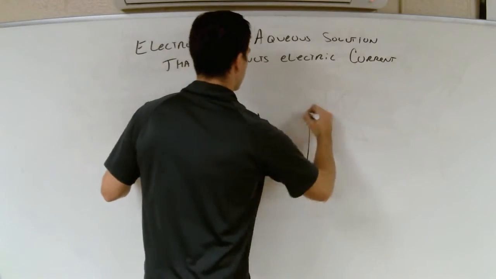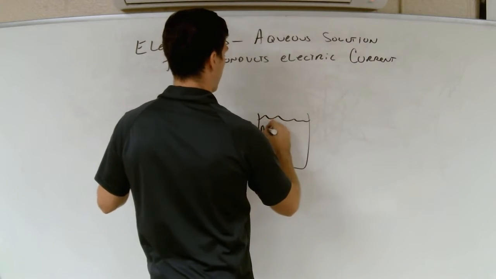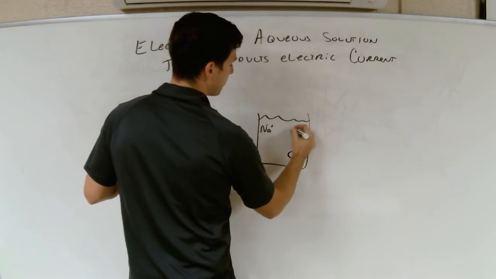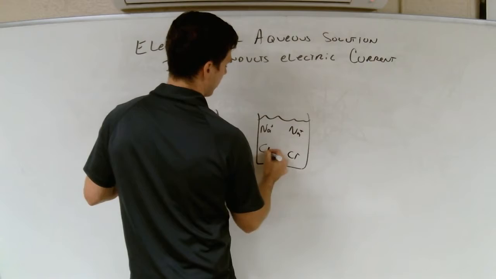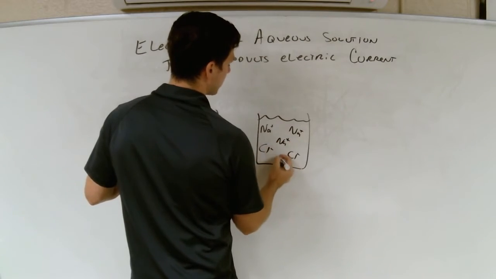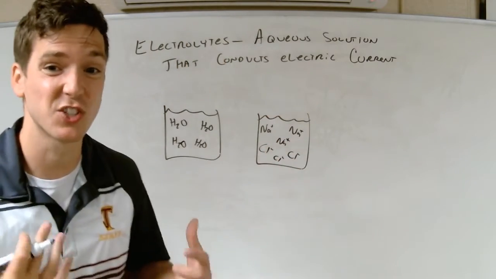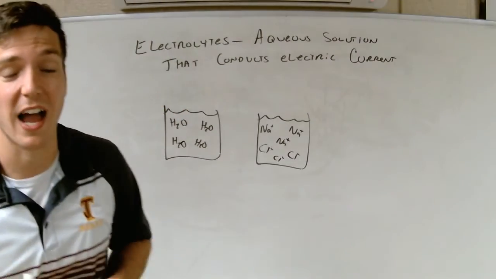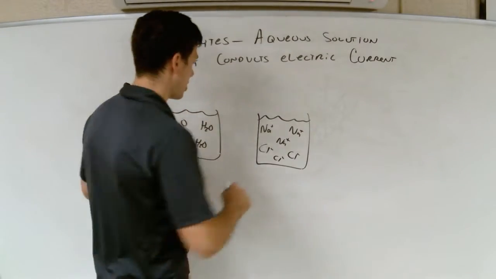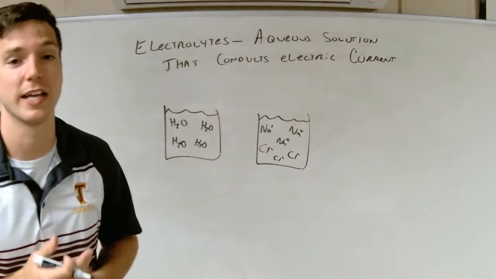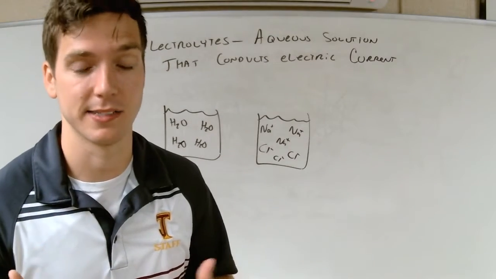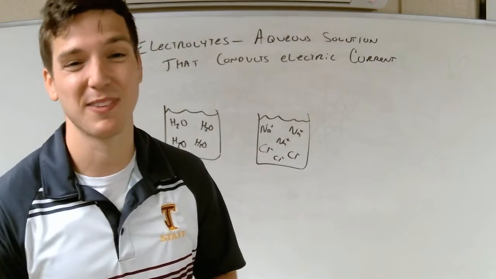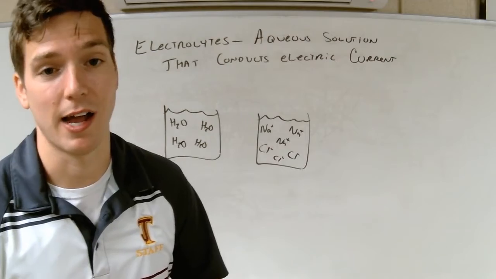But say there's something like salt water. It's got a bunch of ions in there, some positive ions and some negative ions. That electricity could bounce from each of those ions and get to you and then shock you. So a strong electrolyte is something with a bunch of ions in it. A weak electrolyte is something that doesn't have a lot of ions in it.